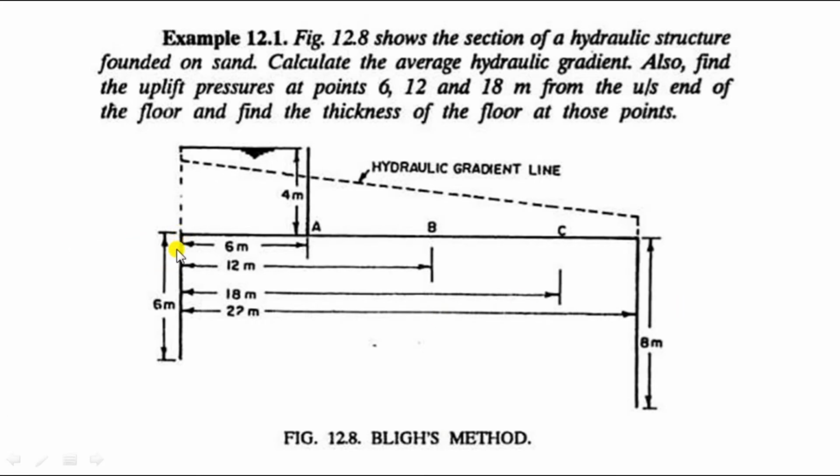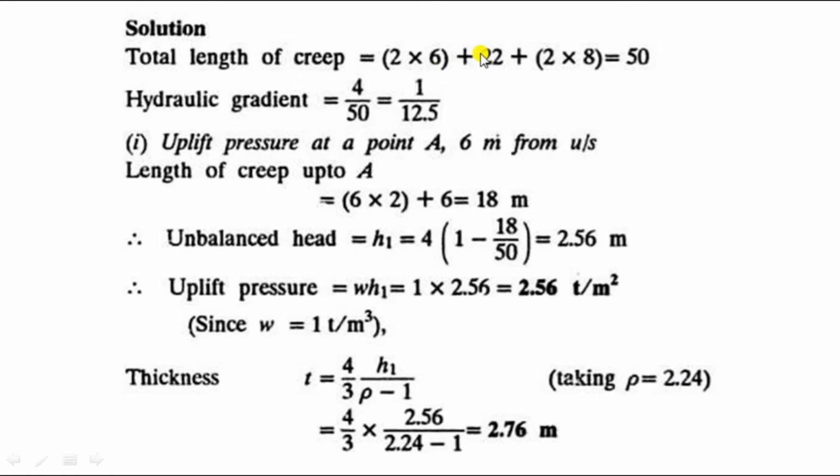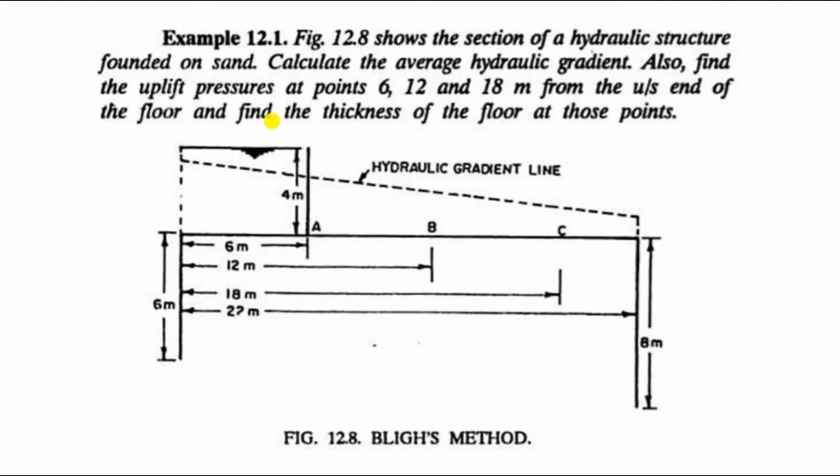For finding the creep length, the formula is L is equal to 2d1 plus L plus 2d2. So 6 multiplied by 2, and the floor length is 22 meter. For the downstream side sheet pile, the length is 8 meter. So 2 into 6 plus 22 plus 2 into 8 is equal to the total creep length, which is 50 meter. The hydraulic head is 4 meter.